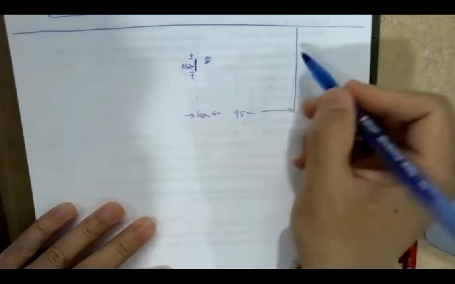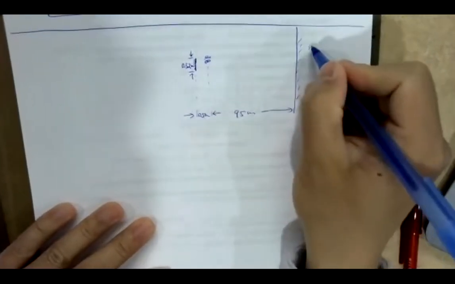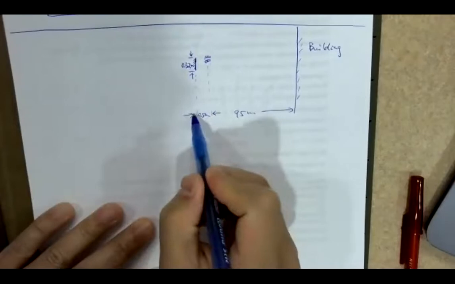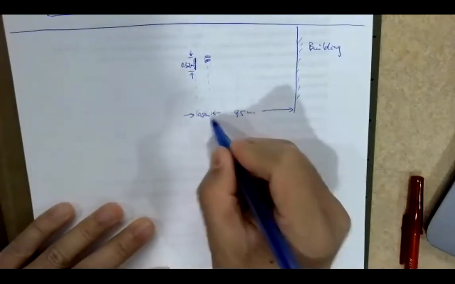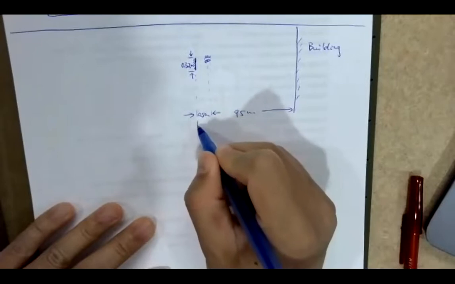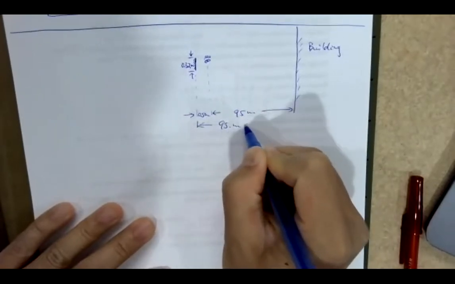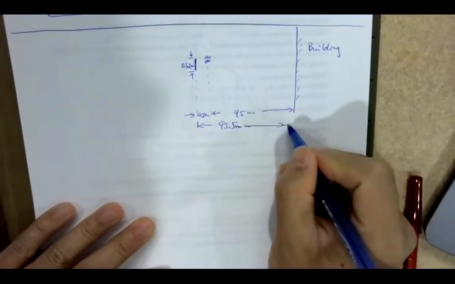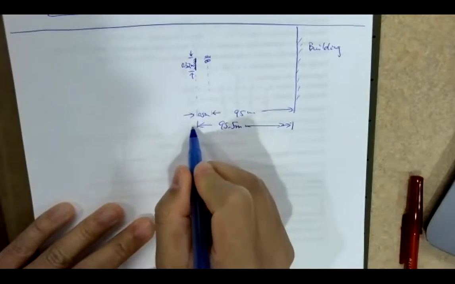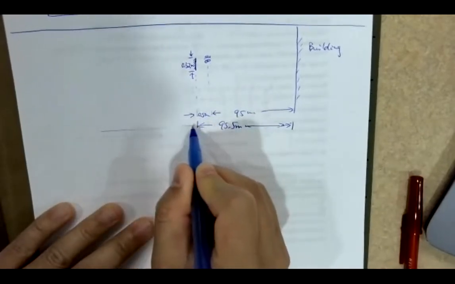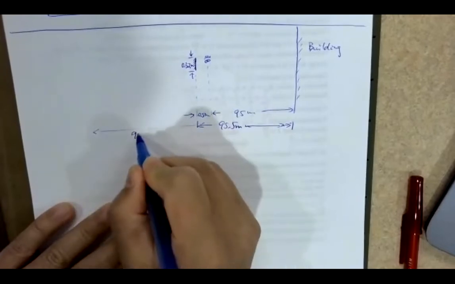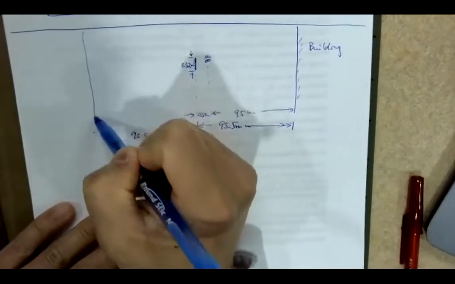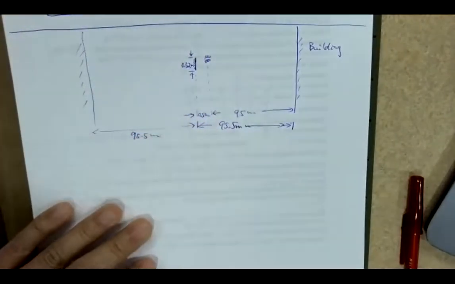Now you'll see this is the wall of the building. You'll see an image of the building somewhere behind the mirror. So this is 95. That means from the building to the mirror, this should be 95.5 meters. Okay, 95.5 meters. So the image of the building should also be 95.5 meters behind the mirror. Okay, so the same 95.5 meters. That's where the image of the building will be.